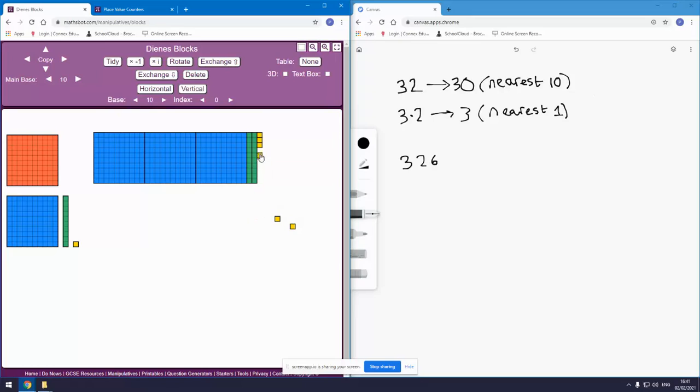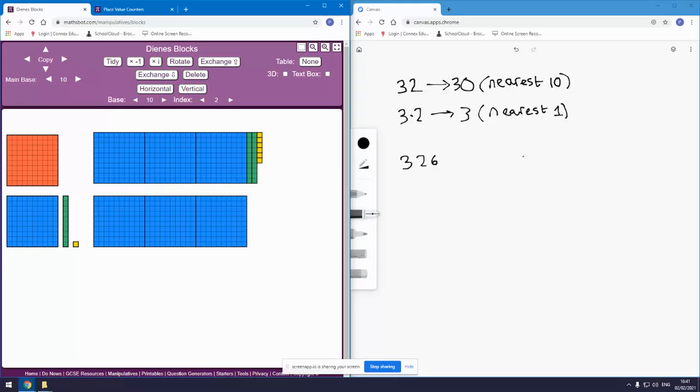And now I can say, right, well, similar idea. If you're only allowed to use the 100 block, how close can you get to this? Well, of course, if I'm only allowed to use the 100 block, then I can get that close. And so I can build the number 300. And that would be as near as I can get.